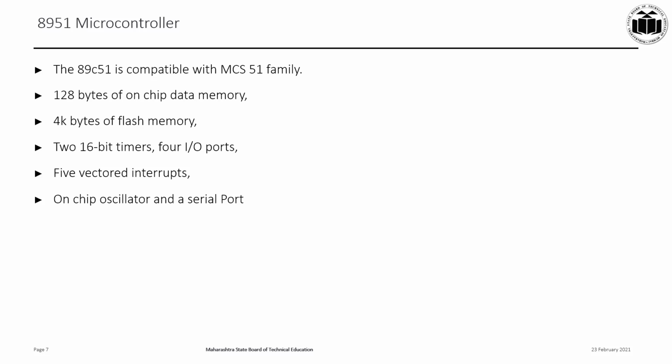So except for the 4 kilobytes of flash memory, the other features here are the same as in case of the 8051 microcontroller. In the 8051 microcontroller, we had 4 kilobytes of ROM, whereas in the 8951 series, we have the flash memory or 4 kilobytes of flash memory.